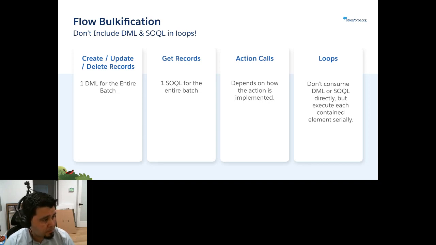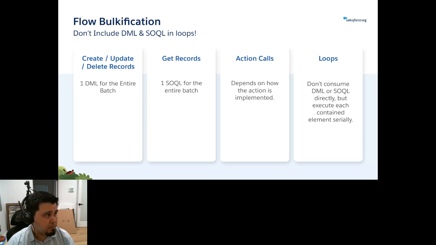And then a loop, don't consume any DML or SOQL directly. Instead, it overrides those first rules, the first three boxes above, by executing each contained element in the loop serially for each flow interview in the batch one by one. So this is where it escapes the flow's automatic cross-batch bulkification. So there's no DML or SOQL in a loop that's shared across save order trees.